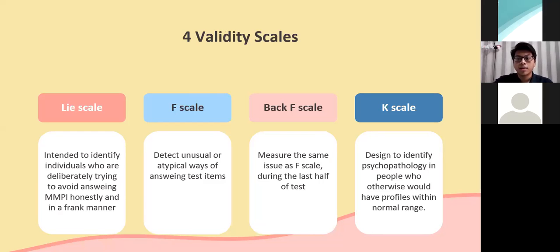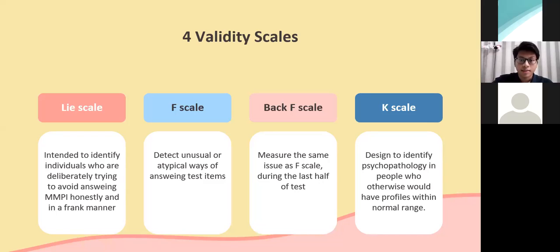It is intended to identify individuals who are deliberately trying to avoid answering the test honestly and in a frank manner. Then next is the F scale. Even though the F doesn't stand for anything, it is sometimes referred to as the infrequency or frequency scale, but it is intended to detect unusual or atypical ways of answering the test items. For example, if a person were to randomly fill out the test.